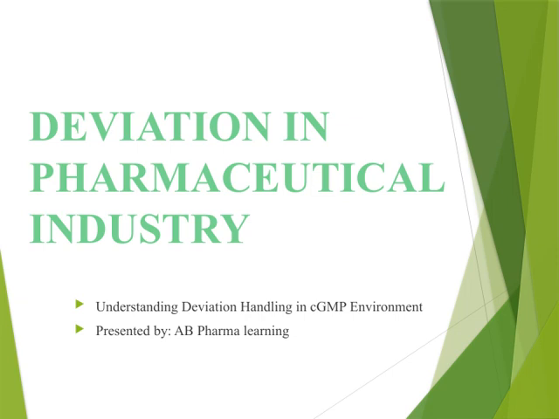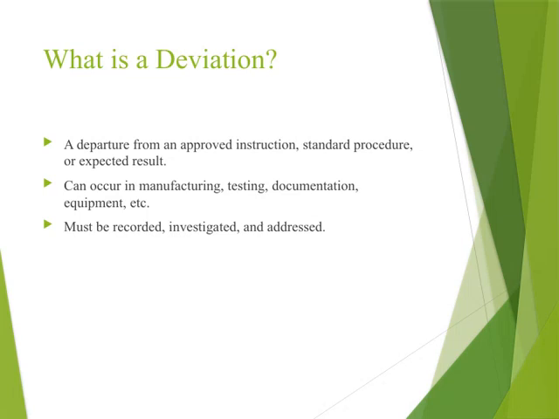We will be exploring the topic of deviation in the pharmaceutical industry. Our focus will be on understanding how deviation handling works within a CGMP environment. The presentation is brought to you by Pharma Learning. Over the next few slides, we'll cover the key aspects of deviations, why they matter, and how to effectively manage them. Let's get started. So, what exactly is a deviation?